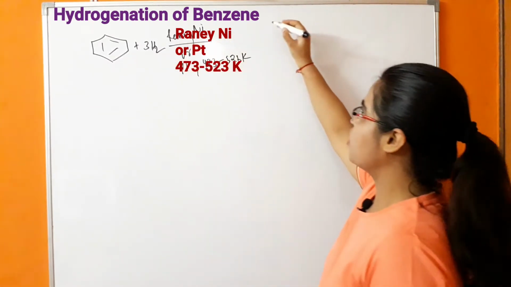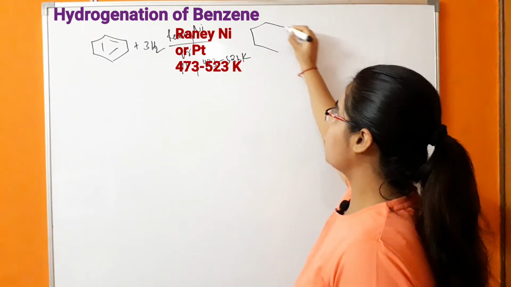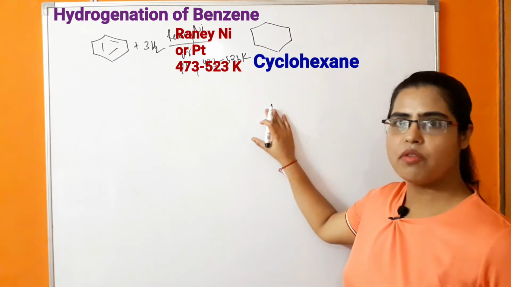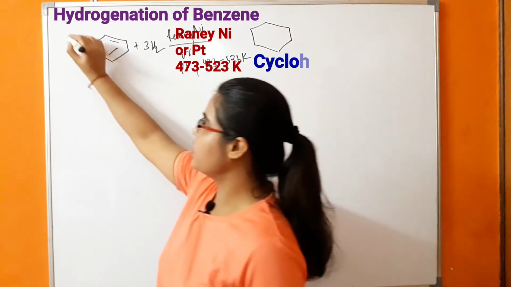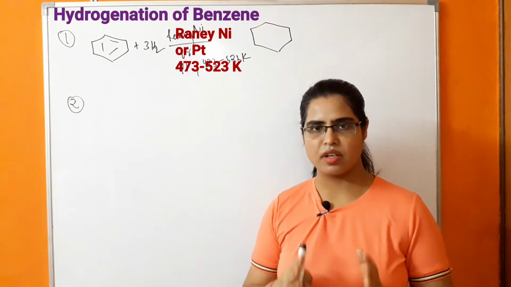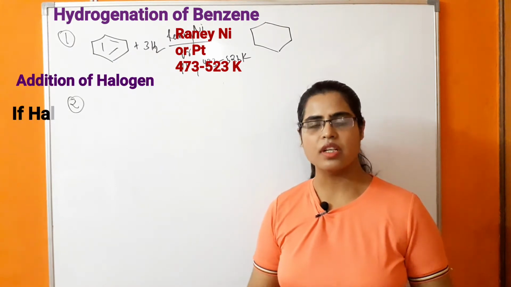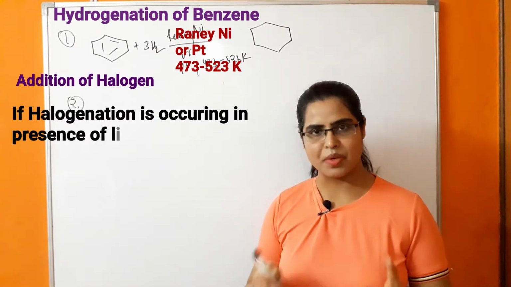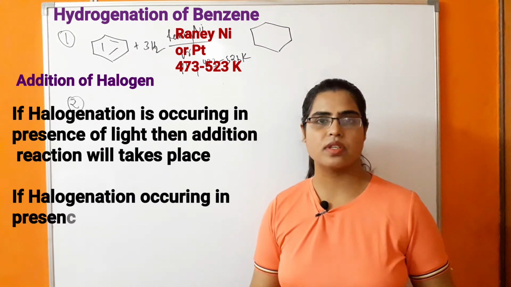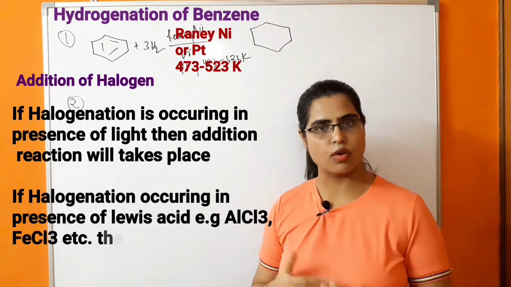So there is formation of cyclohexane. This is an example of addition reaction. This is the first reaction. Next, the second example of addition reaction in benzene is addition of halogen. This reaction takes place in the presence of sunlight or heat. In this reaction, there is absence of a halogen carrier, that is a Lewis acid.